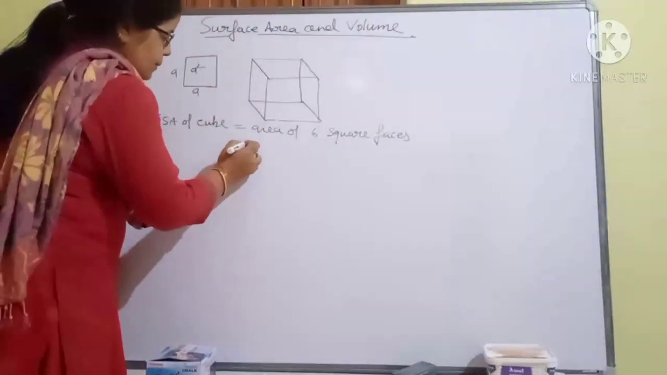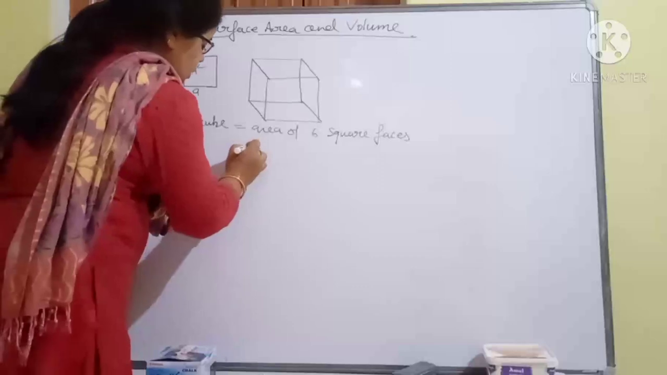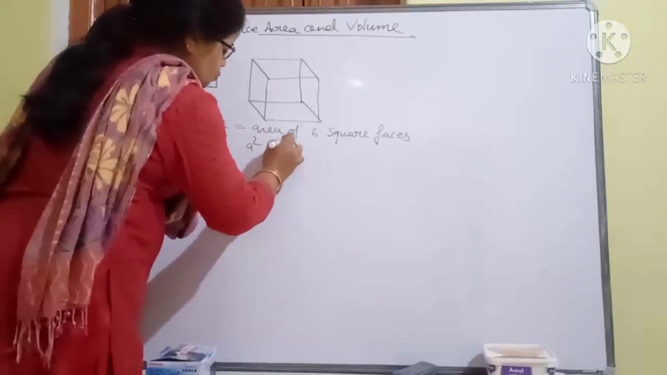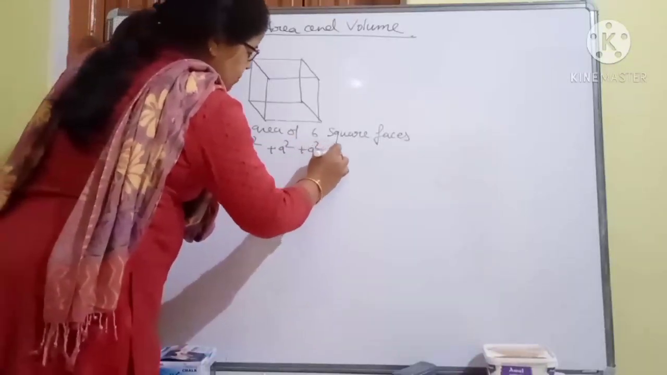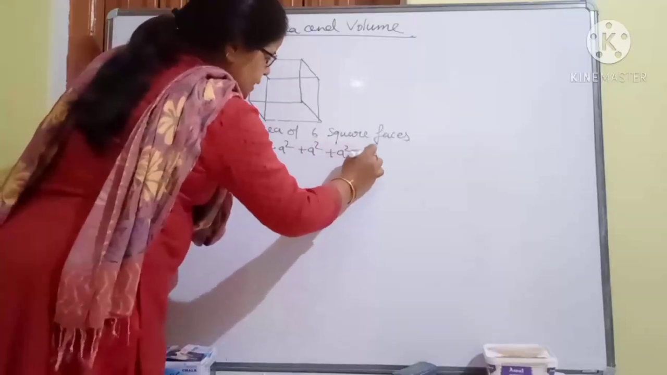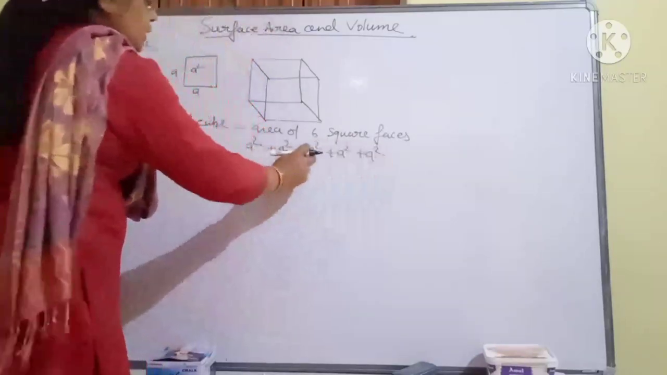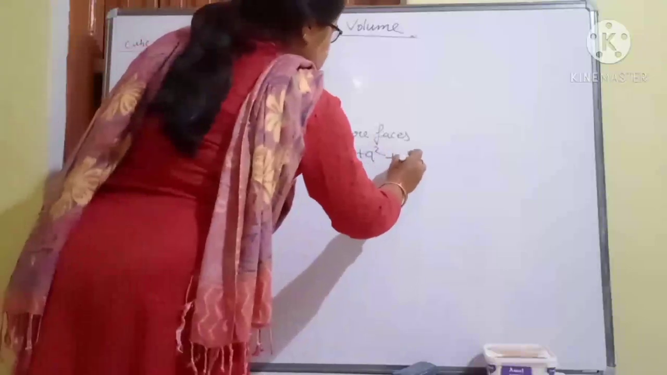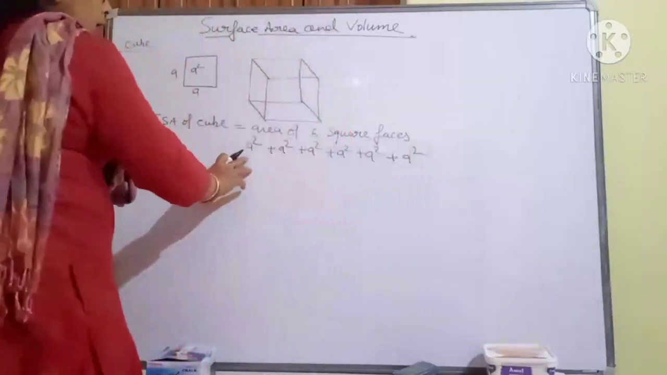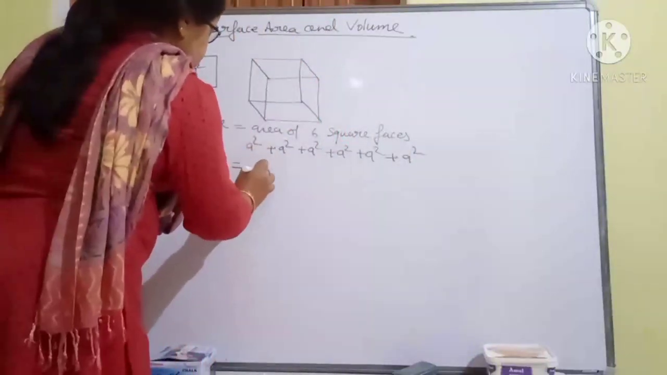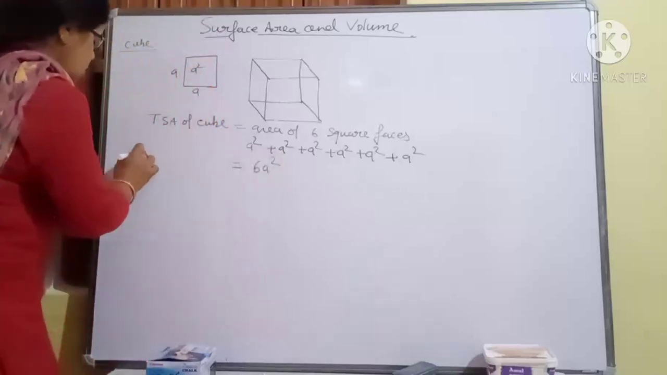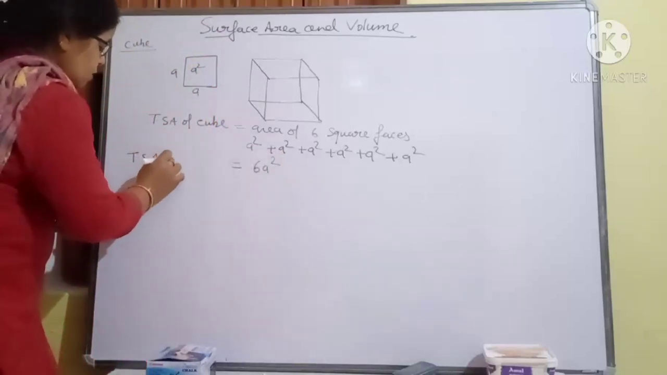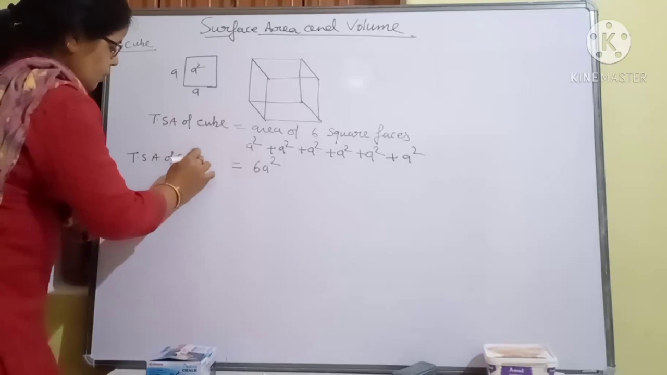So the area of one square will be A square, plus A square, plus A square, plus A square, plus A square. 1, 2, 3, 4, 5, or 6. So how many A square will it be? 6A square. So 6A square will be the TSA of the cube. TSA of the cube. Okay, beta.